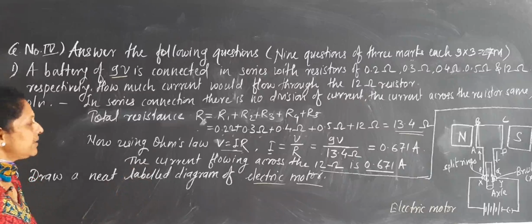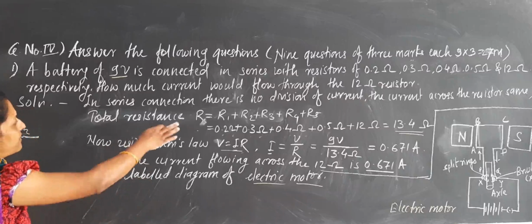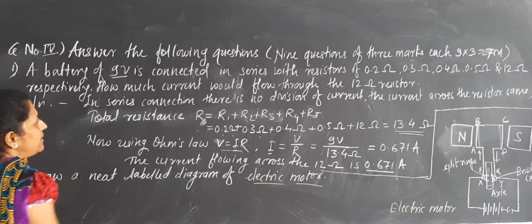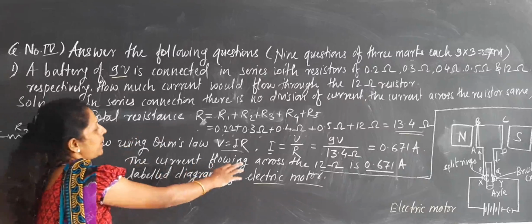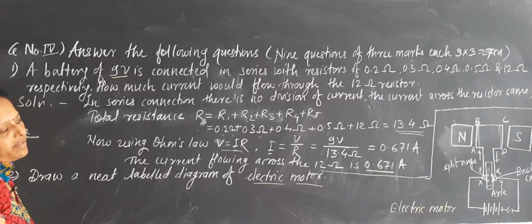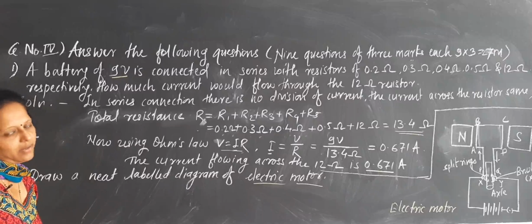So the next one is there. That is what they asked; you should complete it properly. That is, the current flowing across the 12 ohm resistor is 0.671 ampere.